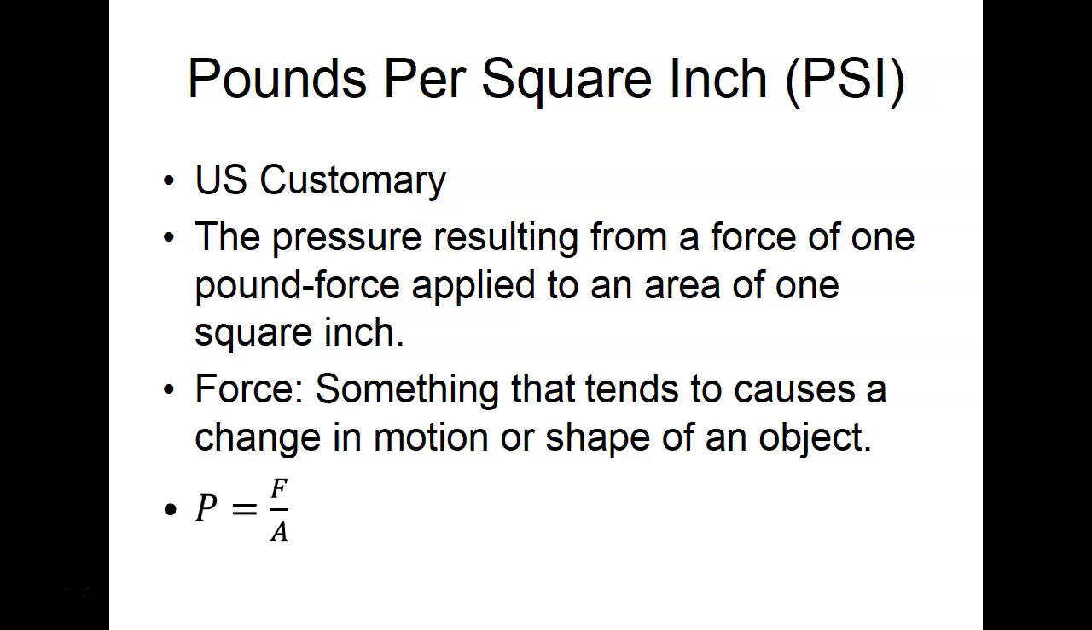The pressure resulting from a force of 1 pound force applied to an area of 1 square inch. So this is what we use a lot over here, PSI. And what does PSI stand for? Pounds per square inch. And of course, we've already looked at force, and we looked at the formula too, but here's the formula. So most of your sensors that display pressure somehow convert a force over to a pressure, either mechanically or electronically.